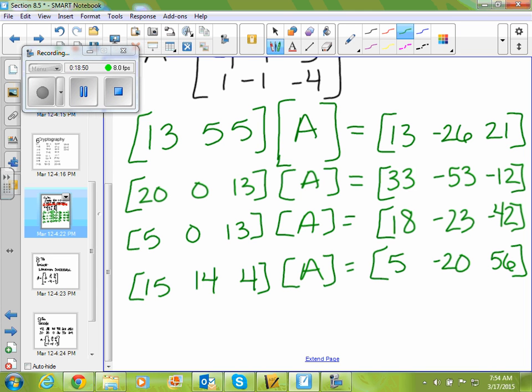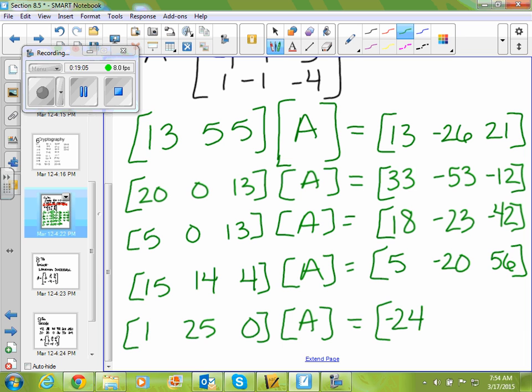And then my last one was 1, 25, and 0 as a placeholder. So if I take that times A, I end up with negative 24, 23, 77.